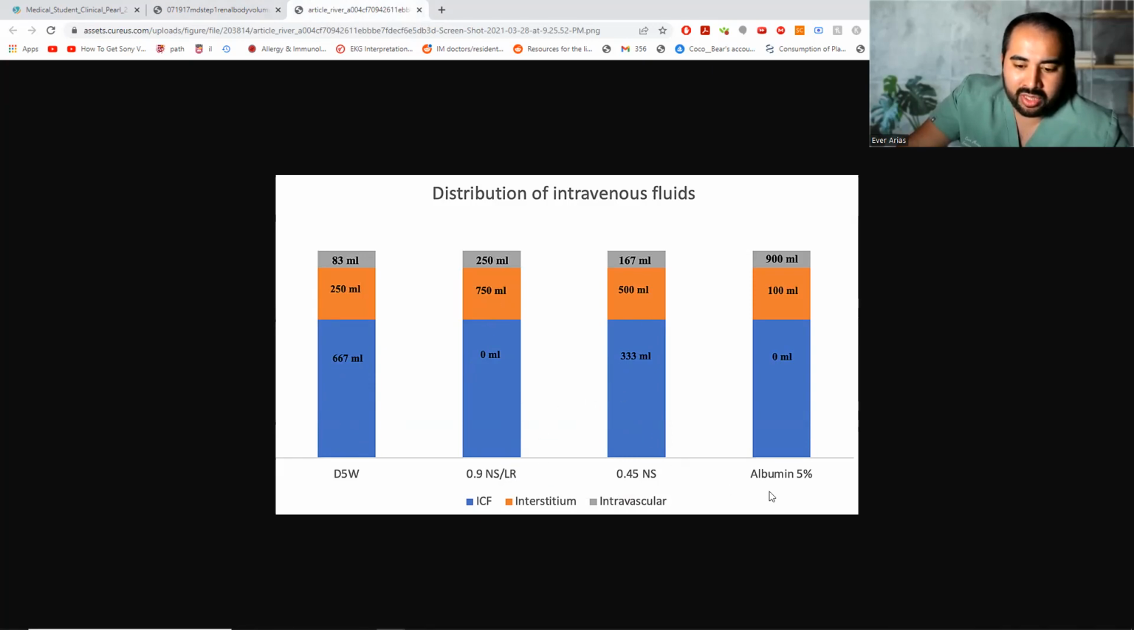But the most important thing that differentiates different types of fluid, crystalloids, which is normal saline and LR, versus colloids, which is albumin and blood products, is their ability to distribute to the intravascular space. That's really what you want. You want distribution in the intravascular space so that you're able to improve the blood pressure when someone has vasodilatory shock.